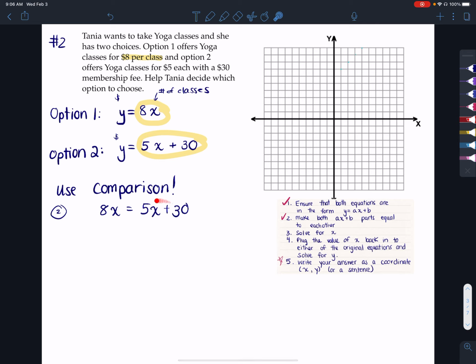Step 2 is done. Step 3, solve for x. So now we have an equation with only x, and we can solve that. We're going to start by putting all our x's onto the left side, which means I need to make a 0 here. So I have to get rid of that 5x. I'm going to do that by subtracting it. What I do to the right side, I have to do to the left side. So I'm subtracting that 5x as well. I'm left with 3x equals 30.